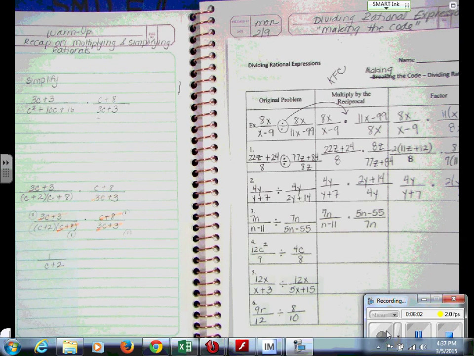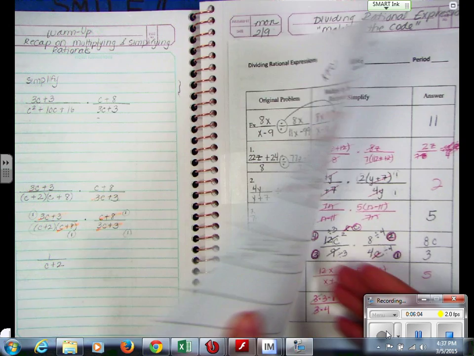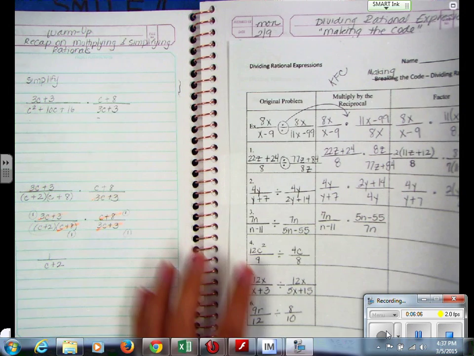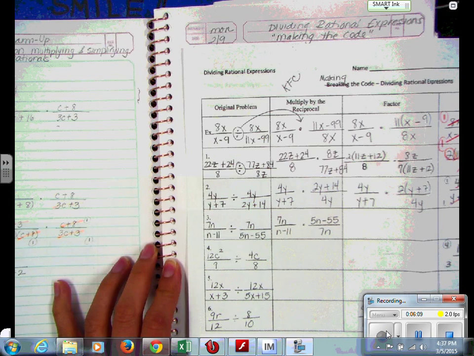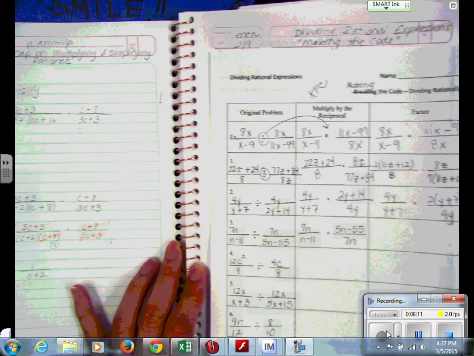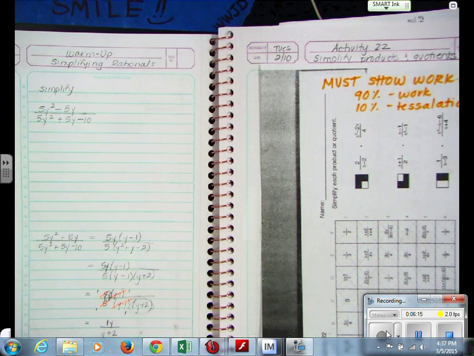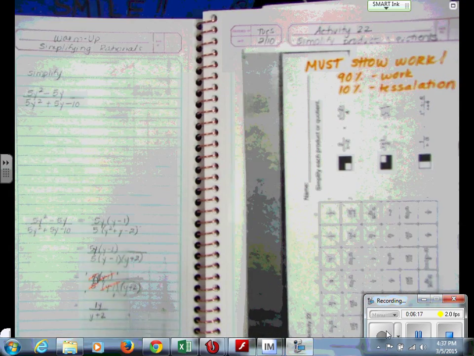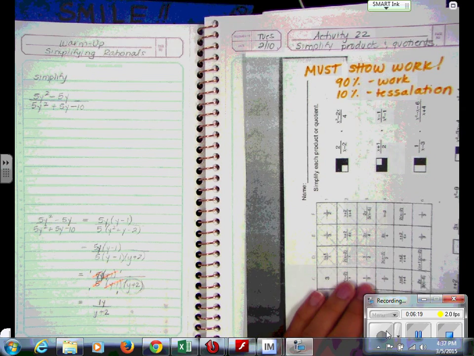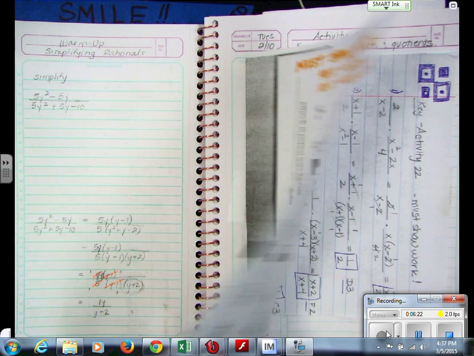Okay, here's one of the warm-ups starting with Monday, February 9th. That was the assignment that we had to do as homework. We did the first 3 or 4 problems together, and then you had to do the rest on your own. We turn the page, we have another warm-up on simplifying rationals, and you had activity 22. 90% of your grade came from the work, and 10% came from the actual puzzle.